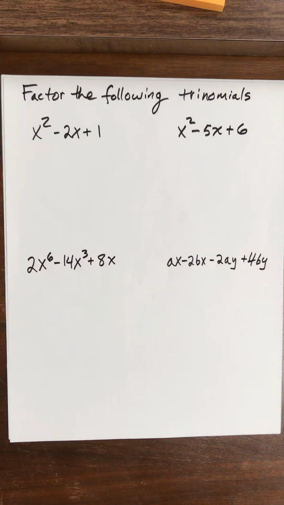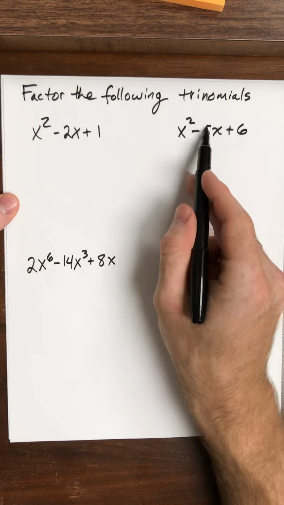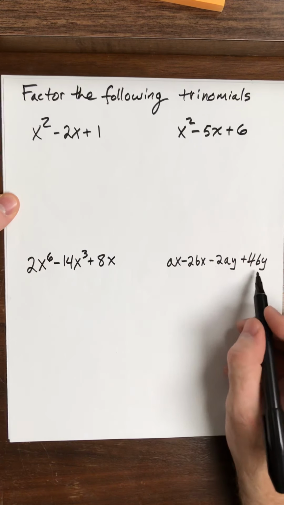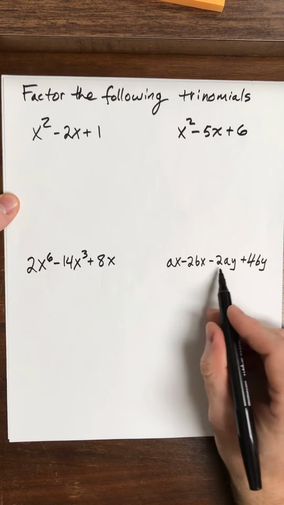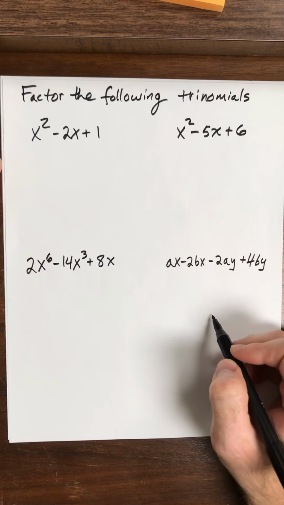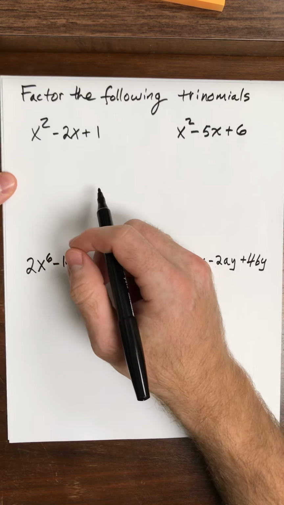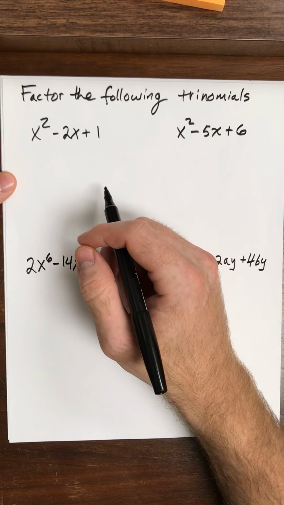All right, so I want to factor the following trinomials here. Trinomials, we've got 3 terms, so these first 3 are trinomials. This last one is actually just a polynomial with 4 terms, okay? So let's try some factoring techniques going on here.